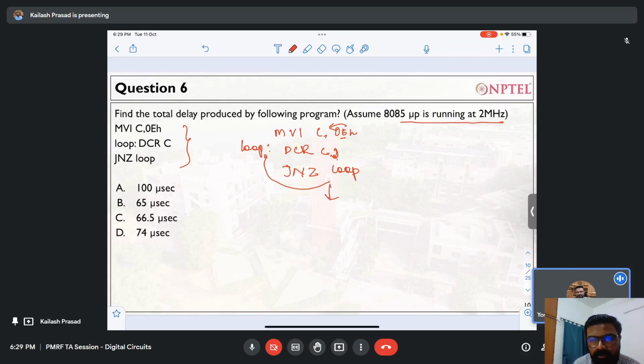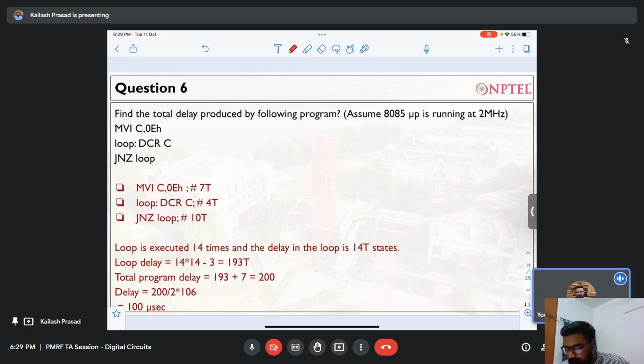Okay. So you have to tell me what is the total delay, how much time it will take from here to here, right? The final instruction to be executed. We have four options: 100 microseconds, 65, 66.5, and 74 microseconds. So I think I will solve this problem for you.